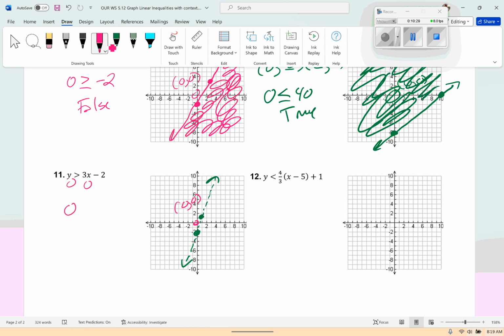0 there, 0 there. So 0 is greater than 0 minus 2. Is 0 greater than -2? It is not, or yes, it is. It's true. 0 is greater than -2. So I'll shade the side that 0, 0 is on. If it was false, I'd shade the other side.